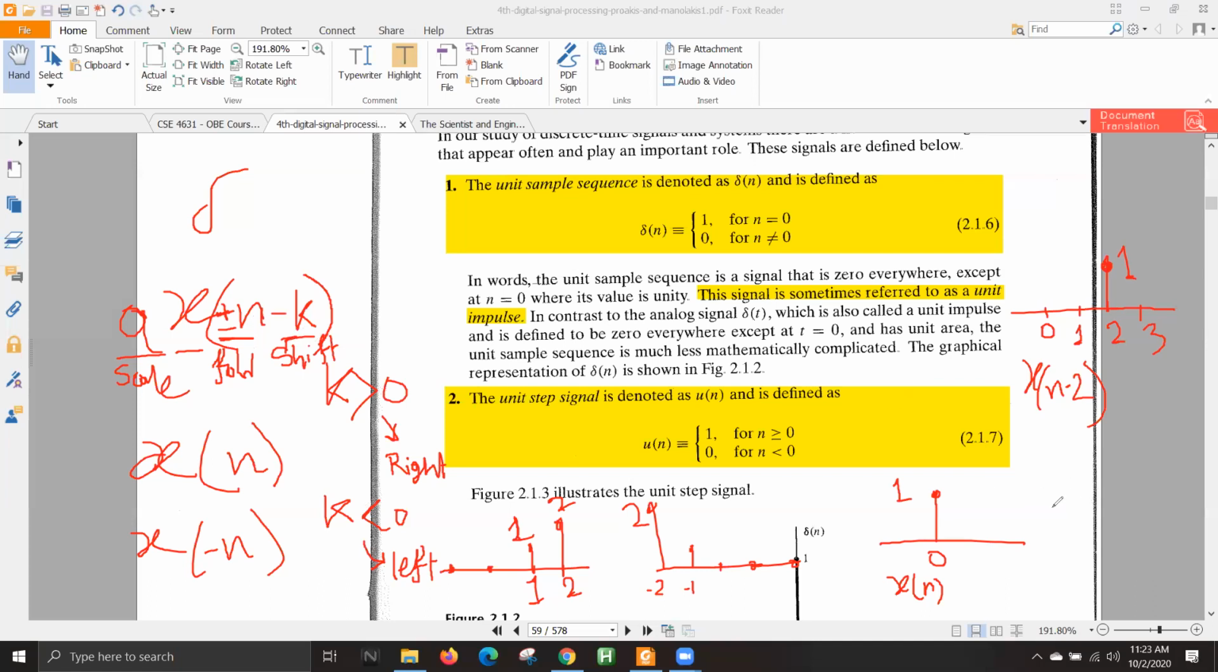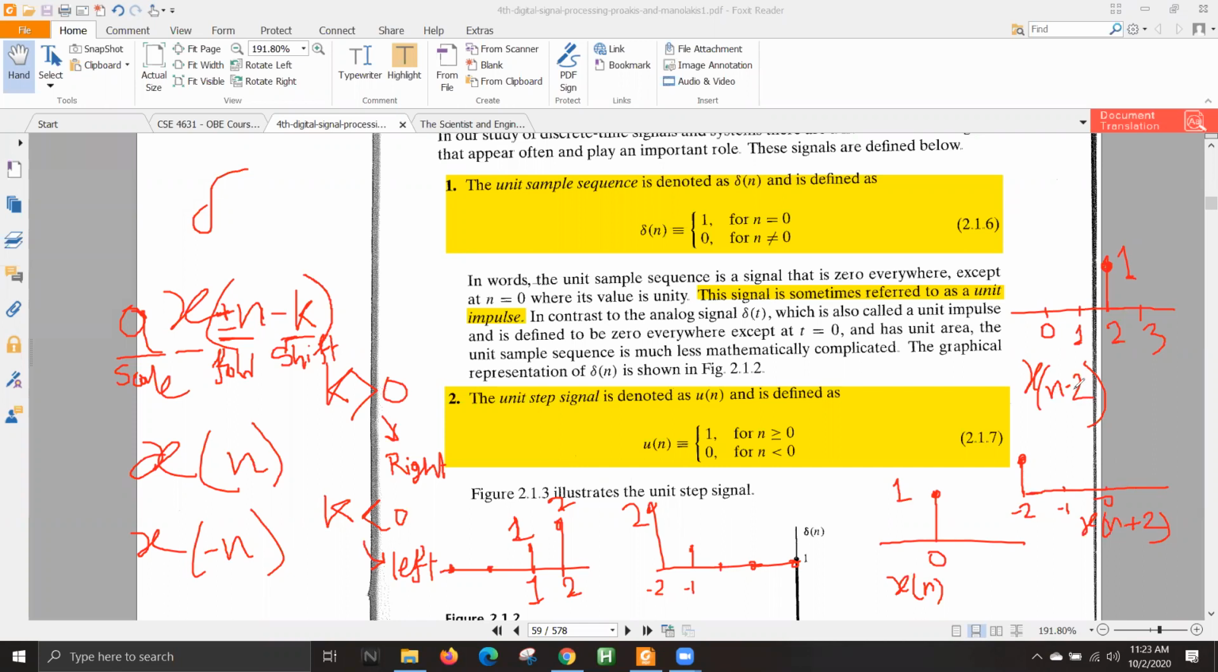So if it was n plus 2, then this signal would simply have the 1 in the minus 2 position. Minus 1. So it will have 1 in the minus 1 position. Is this clear? This is x[n-2], this is x[n+2], and this is x[n].